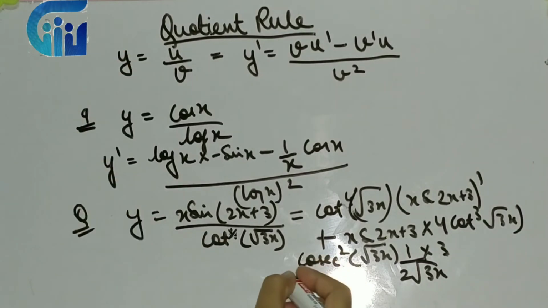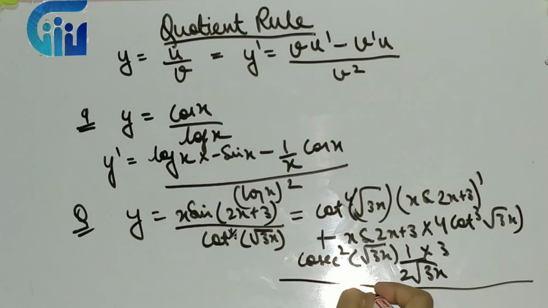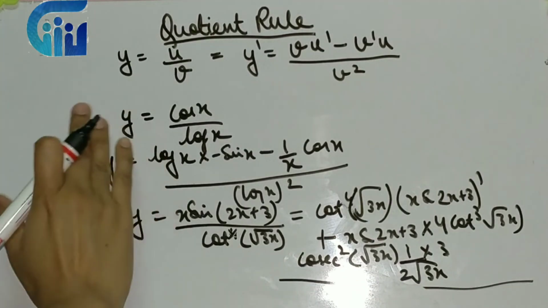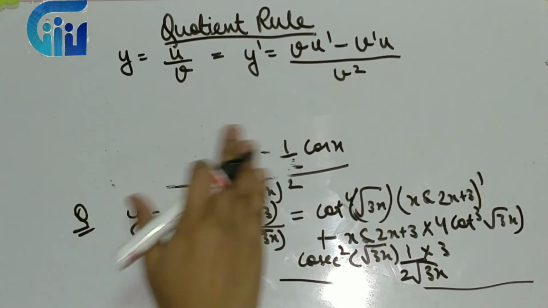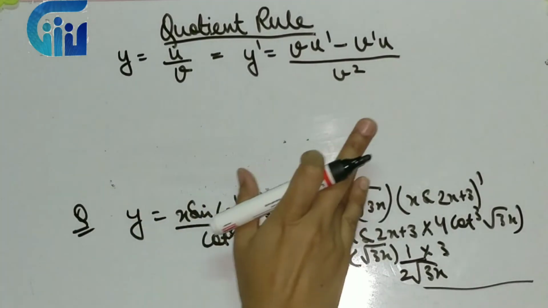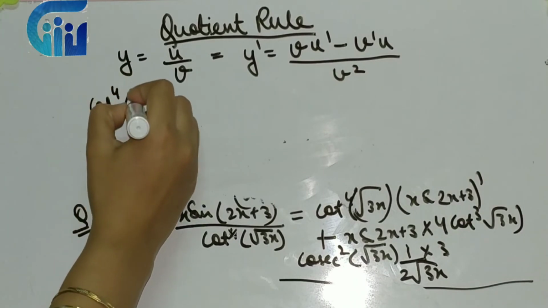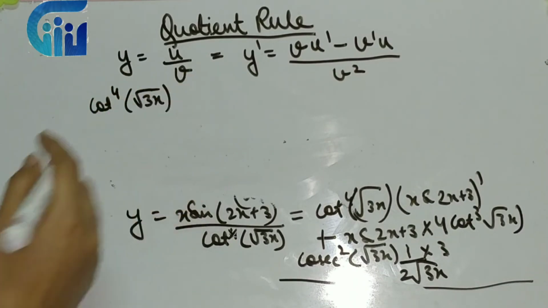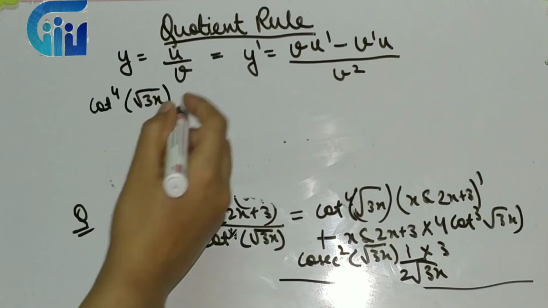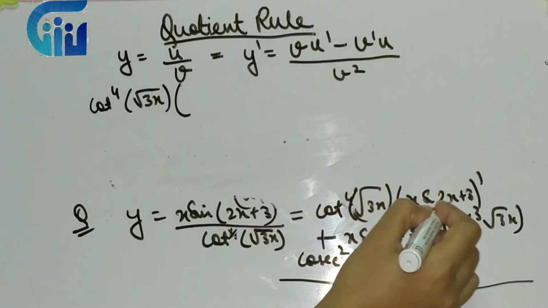Now in the denominator we will have cot 8 under root 3x, right? That will be the denominator part. So we will write it as cot 4 under root 3x. Now if I write the derivative, it will come out to be by product rule over here.